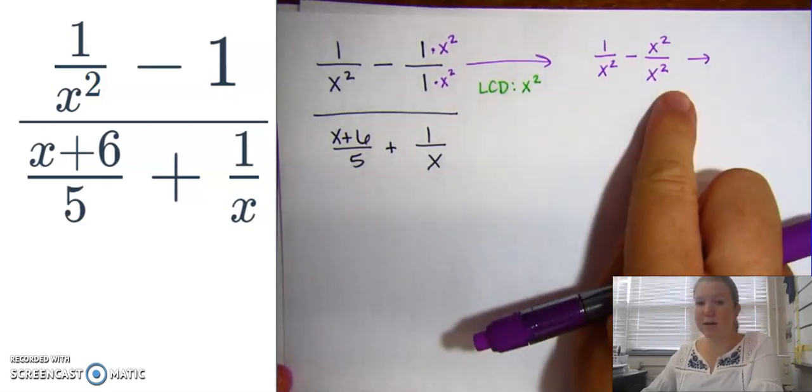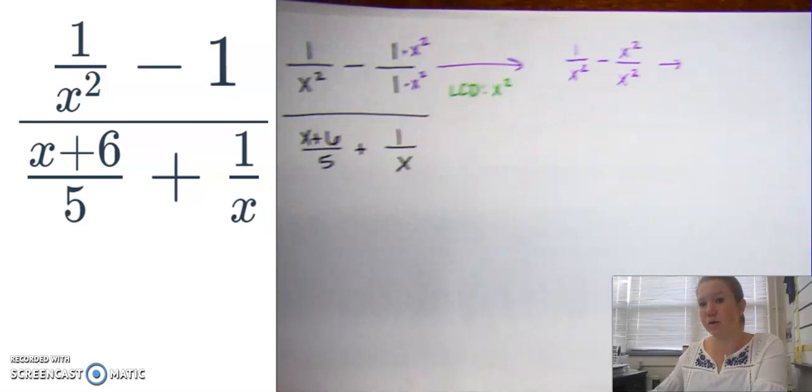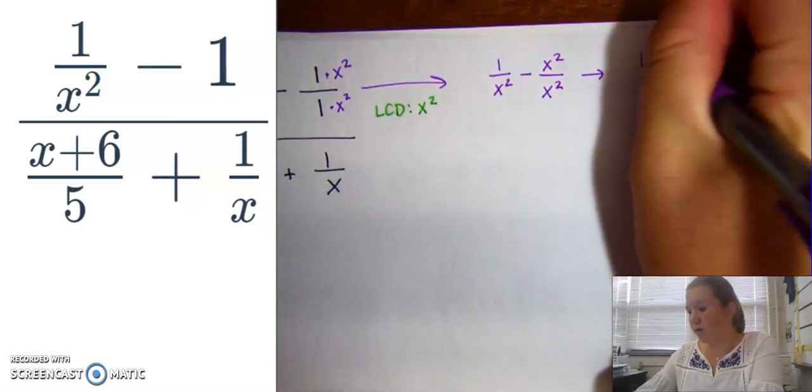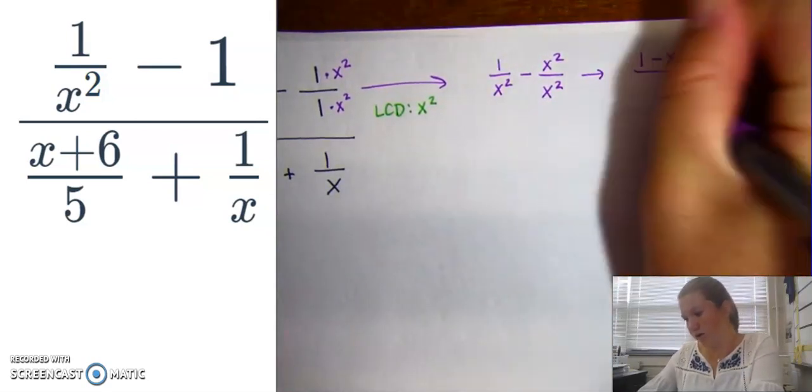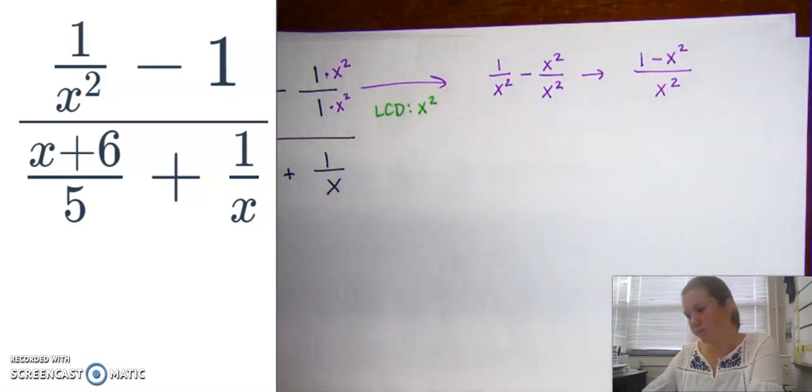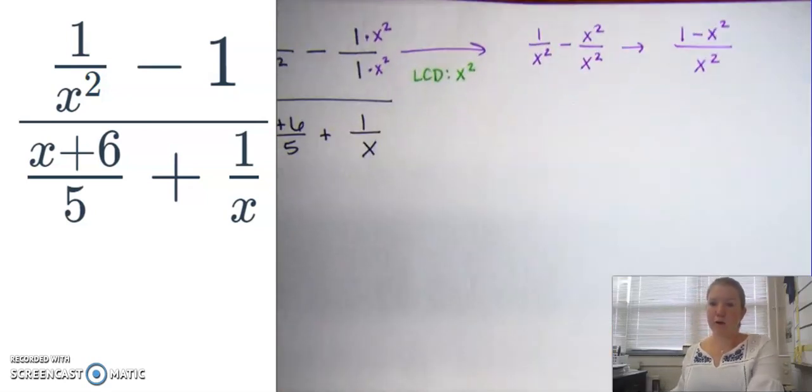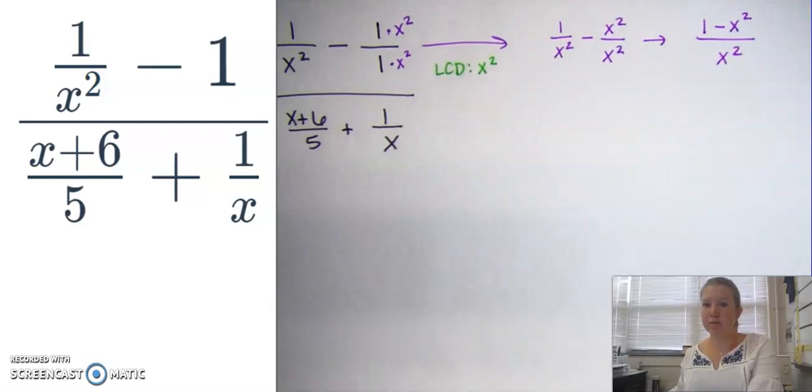And since our denominators are now the same, we can combine this into one fraction. So that would be 1 minus x squared all over x squared. And we'll leave that alone for now. It's one fraction, so we can move on to the bottom.